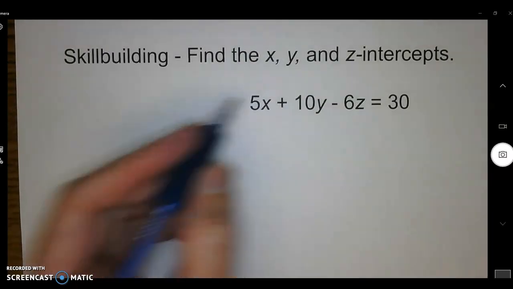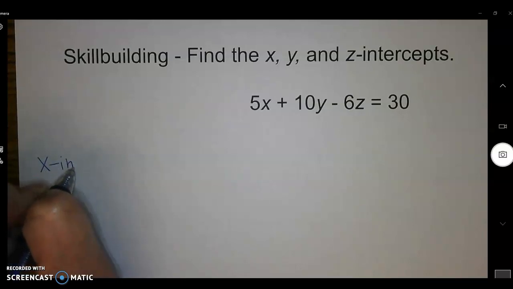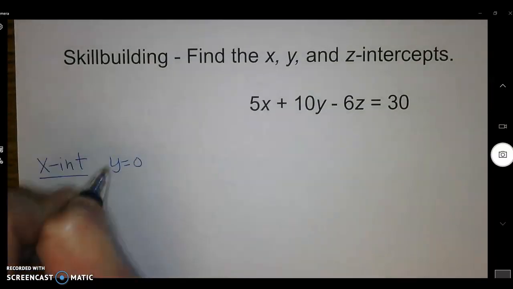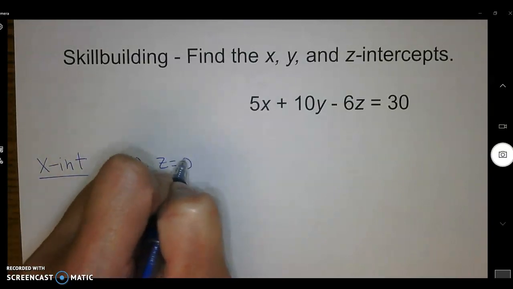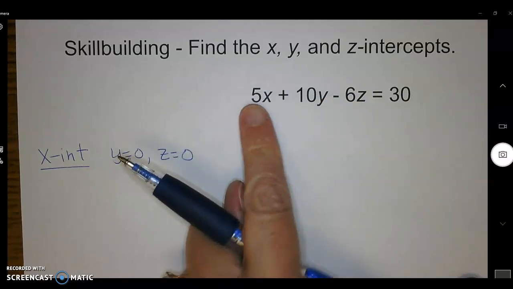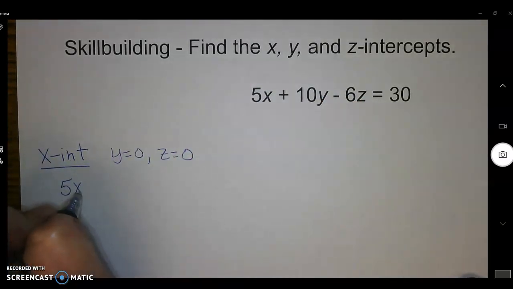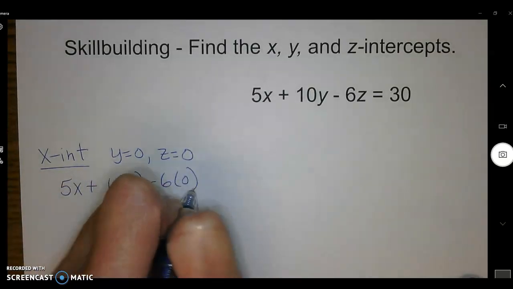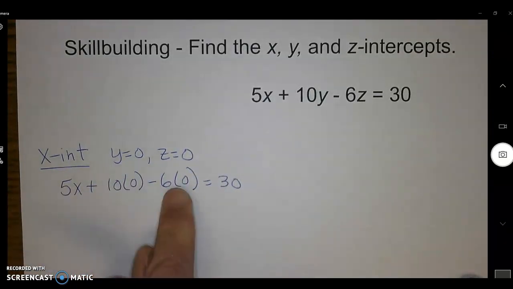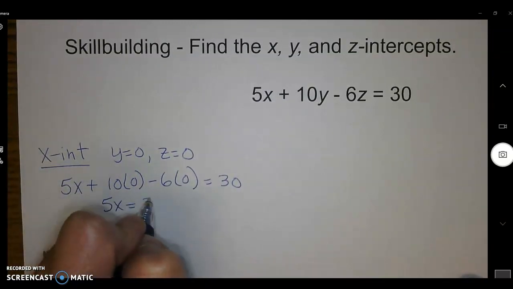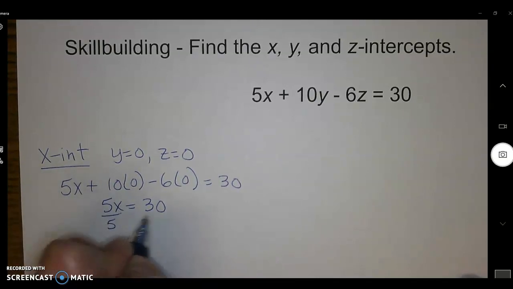So to find the x-intercept, not only is y 0, but z is 0 too. So to find the x-intercept, I set everybody equal to 0 except x. So I'm going to have 5x plus 10 times 0 minus 6 times 0 equal to 30. So I have a 0 there and a 0 there. This turns out to be 5x equals 30. Divide by 5, x is equal to 6.